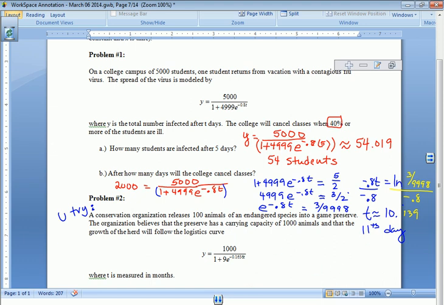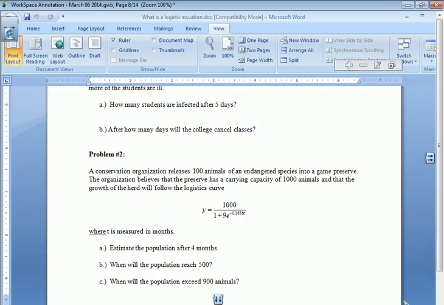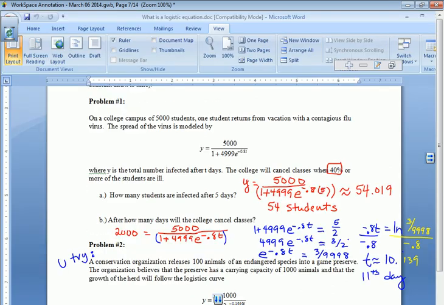Why is it the 11 for B? For B on problem 1, why is it the 11? Because during the 10th day, we would hit that number, but at the beginning of the 10th day, you wouldn't cancel class. So you could say on the 11th day was the first day they canceled class, or during the 10th day. You could do it either way.